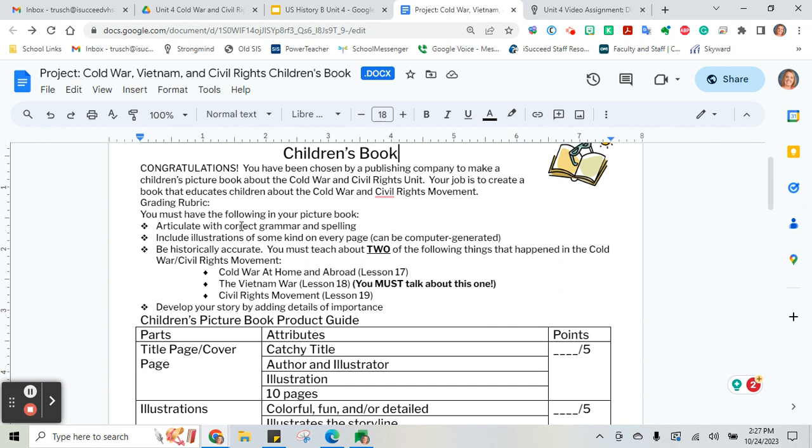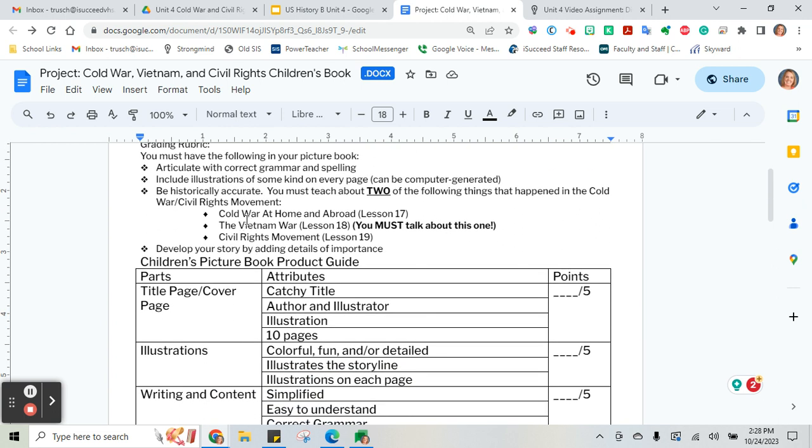It must be articulate with correct grammar and spelling, and include illustrations of some kind on every page. It can be computer generated. You don't have to be an artist. I'm not an artist, so that's fine. It needs to be historically accurate, and you either need to teach about the Cold War or the Civil Rights Movement, but you definitely need to talk about the Vietnam War, okay?